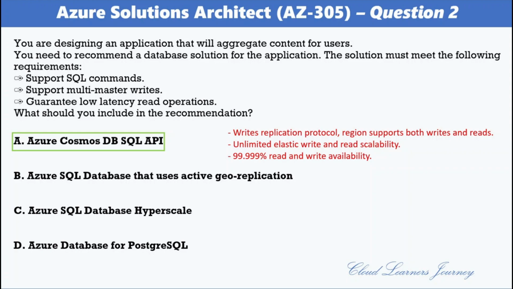With Cosmos DB's multi-master writes replication protocol, every region supports both writes and reads. The multi-region writes capability also enables unlimited elastic write and read scalability, 99.999% read and write availability all over the world.